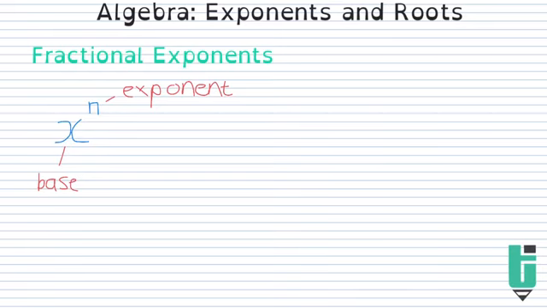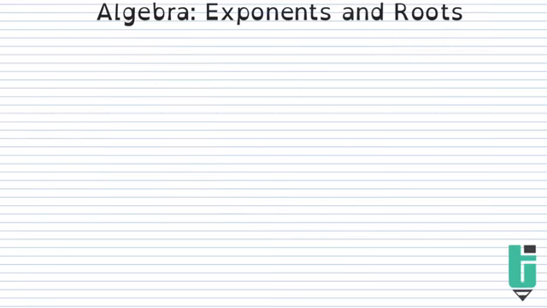So what I mean by a fractional exponent is literally just an exponent in the form of a fraction. It's actually really pretty straightforward. A fractional exponent would be something like x to the power n over m. So essentially, this is a fractional exponent. We're going to be looking at simplifying expressions with fractional exponents and how to deal with them. Okay, so let's jump into an example.